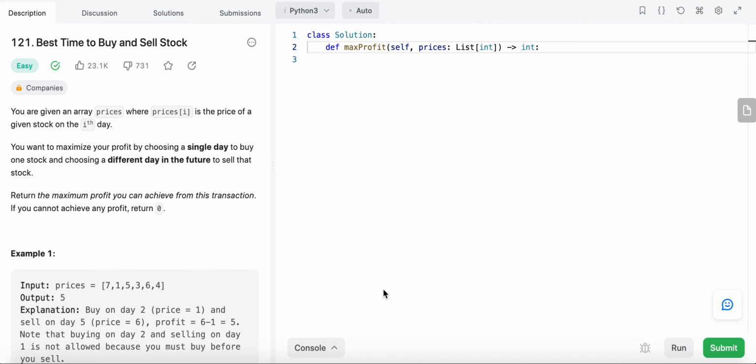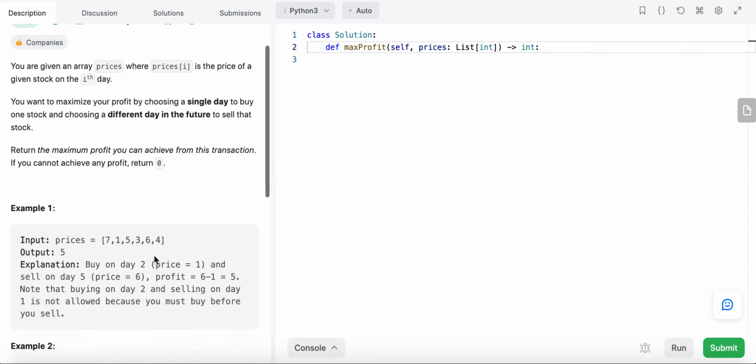Today I'm solving Leetcode question 121, Best time to buy and sell stock. You are given an array, prices, where prices[i] is the price of a given stock on the ith day. You want to maximize your profit by choosing a single day to buy one stock and choosing a different day in the future to sell that stock. Return the maximum profit you can achieve from this transaction. If you cannot achieve any profit, return 0.